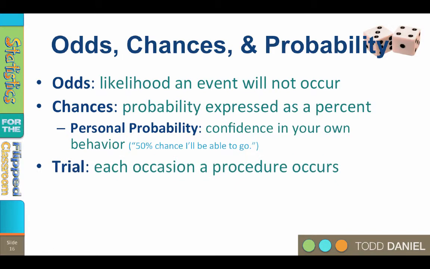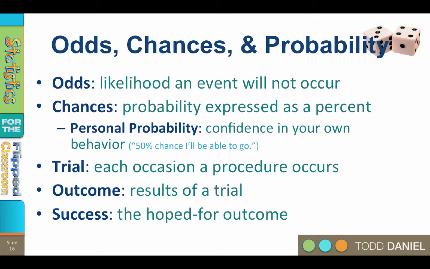A trial is each occasion that a procedure is carried out. Each roll of the dice, each choice of a card, each sample of a population is a trial. The outcome is the result of the trial. Often the outcome will be described as a success or failure. So if you bet on red 23, then red is a success, 23 is a success, and everything else is a failure. Success is the hoped-for outcome. Mathematically, a success is the outcome for which we are trying to determine the probability.